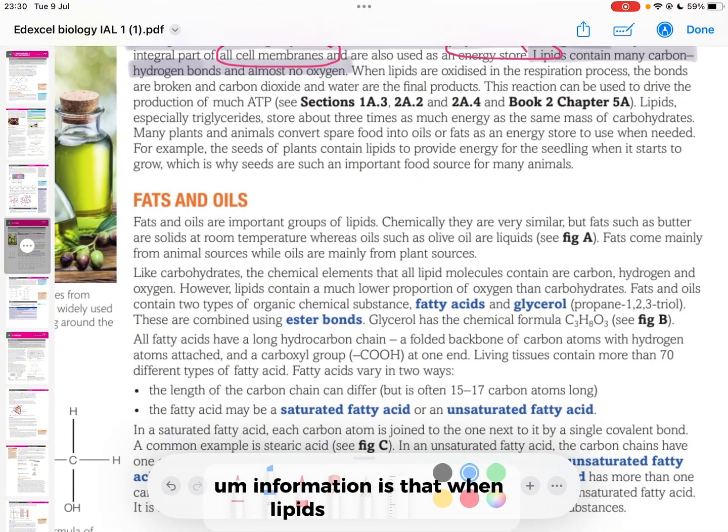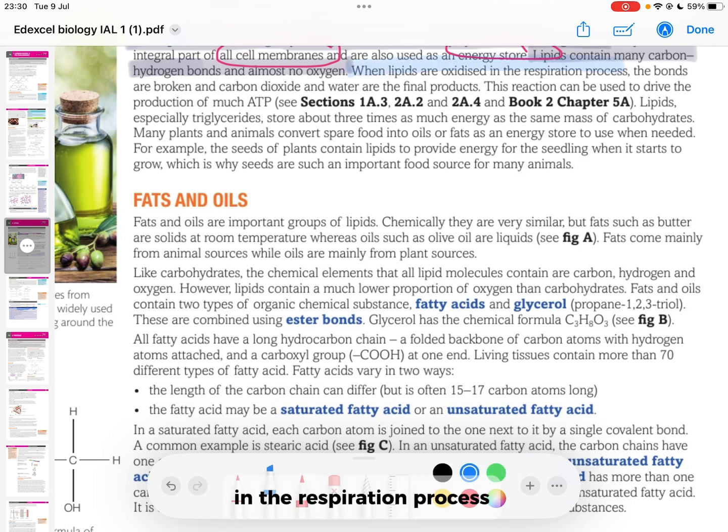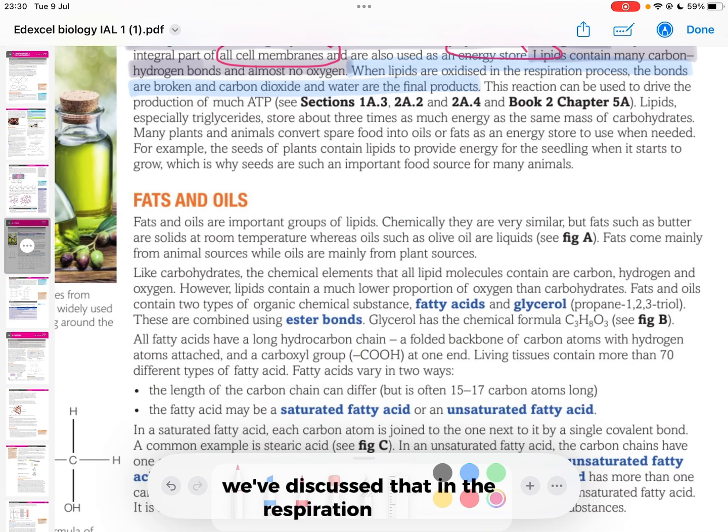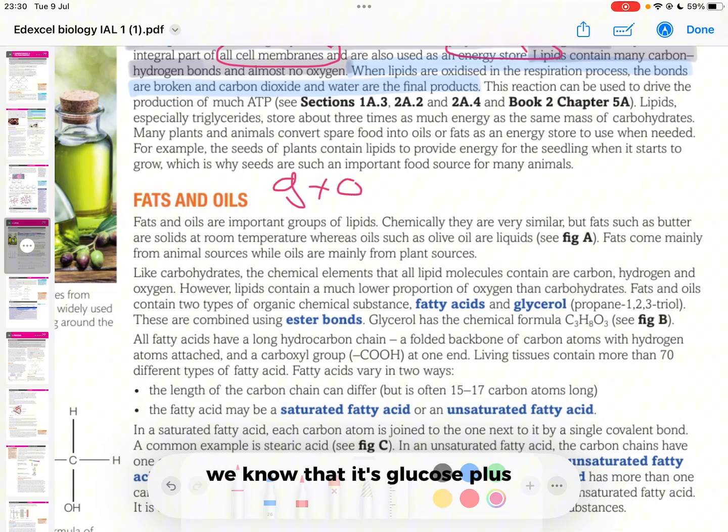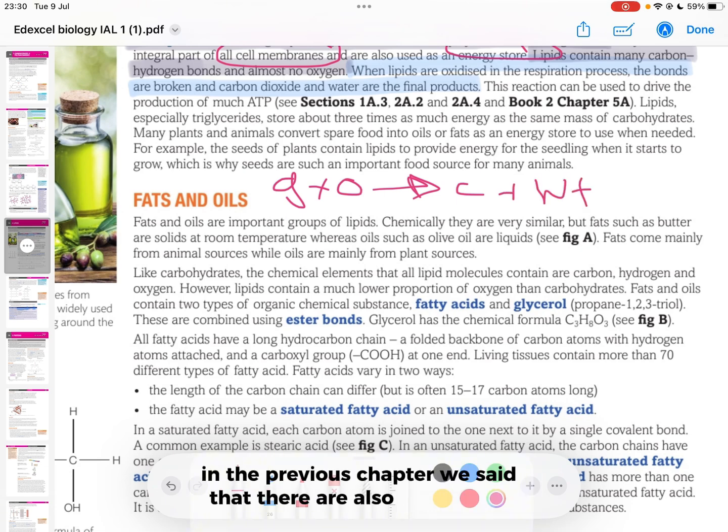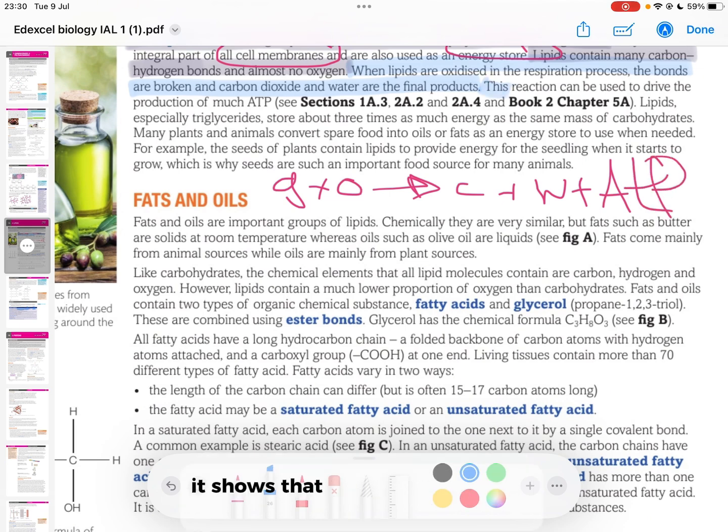The information is that when lipids are oxidized in the respiration process, the bonds are broken and carbon dioxide and water are the final products. We've discussed that in the respiration reaction. We know that it's glucose plus oxygen gives carbon dioxide plus water. In the previous chapter, we said that there is also lots of ATP. Here it shows that this reaction can be used to drive the production of much ATP as well, and we've discussed it in the earlier chapter if you want more details about it.